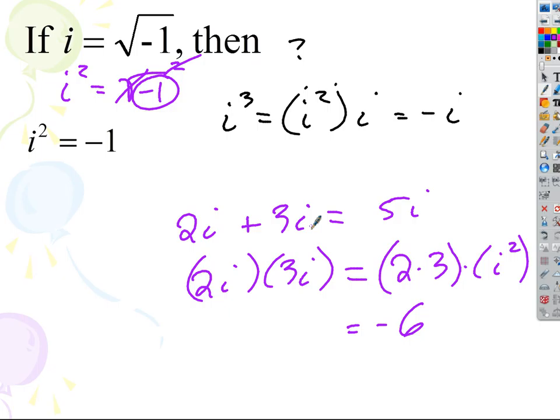So suppose there's the 2i times 3i, and -6. Would the -6 be imaginary? No. The -6 ends up being a real number.